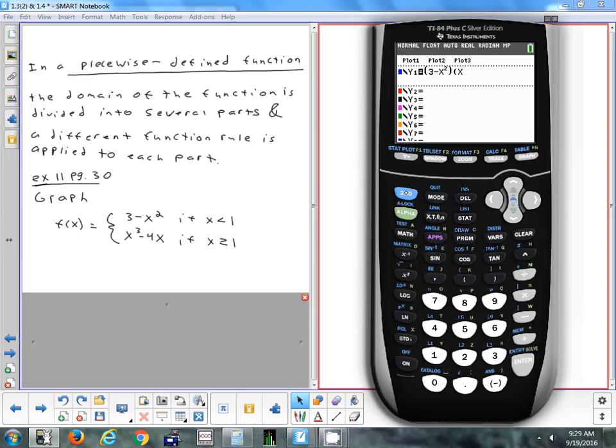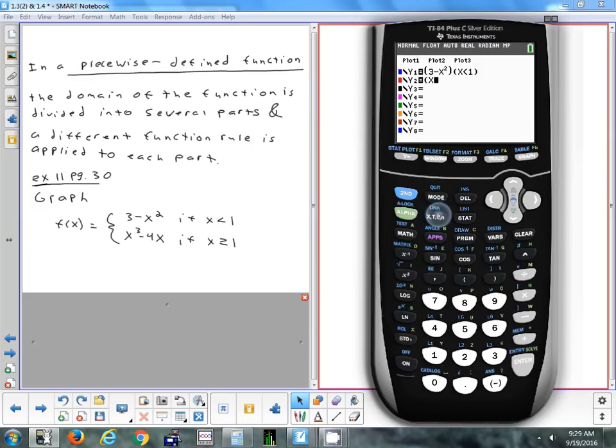It's under second, math. It says test right above it. If you press second and math, you'll see all your inequality symbols. I want less than 1. And now do the same thing for the second one.